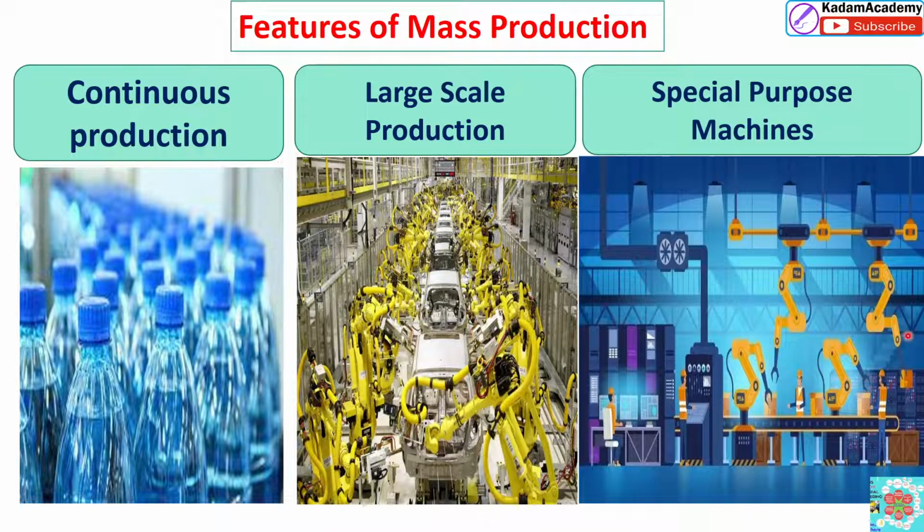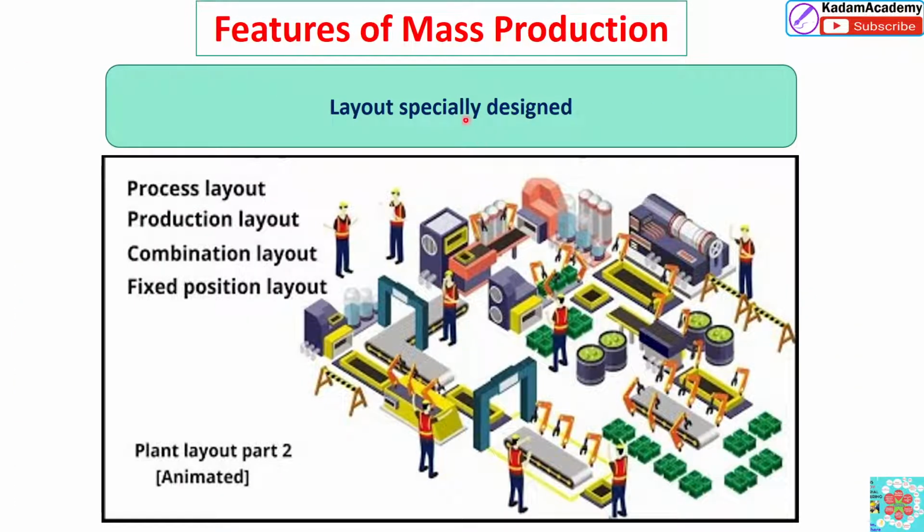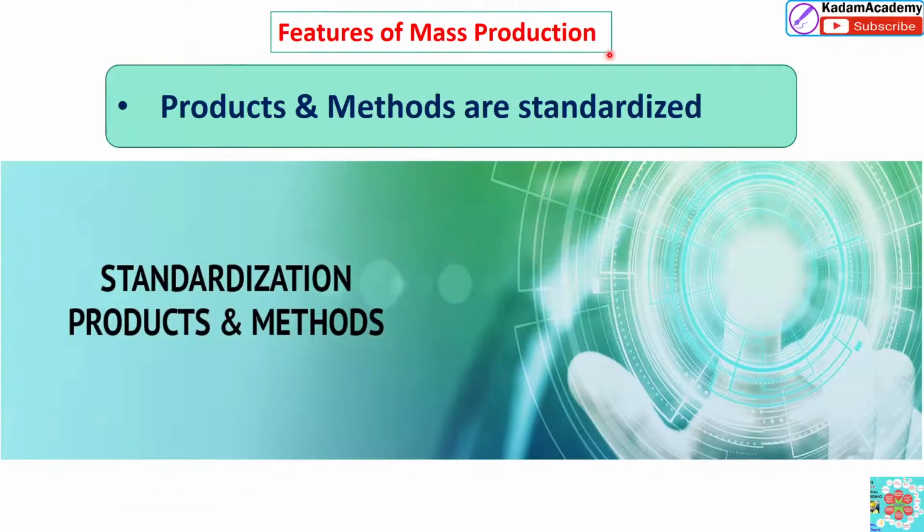Special purpose machines are used for this mass production. The layout is specially designed for this mass production. Various processes or various assemblies are done at various places up to packaging. This may be a process layout, production layout, combination layout, or fixed position layout. Different plant layouts are used for this type of mass production.